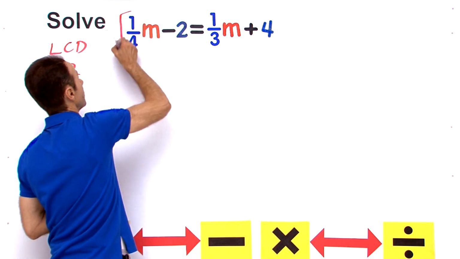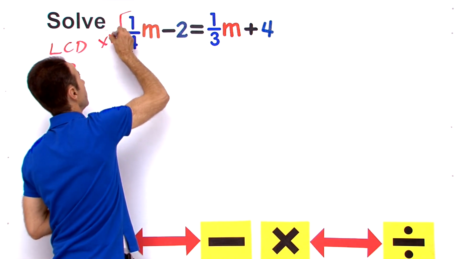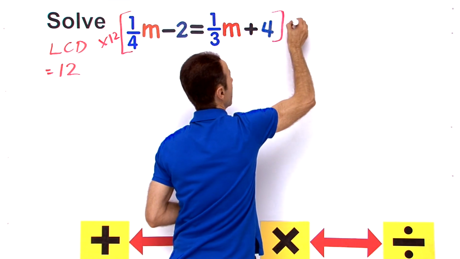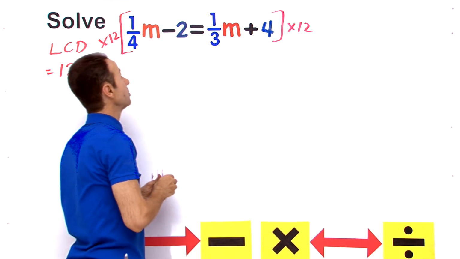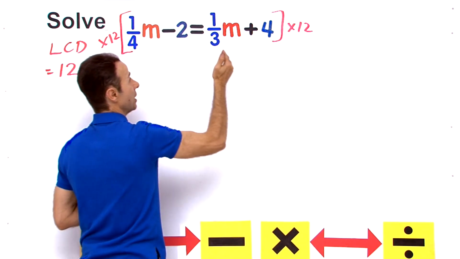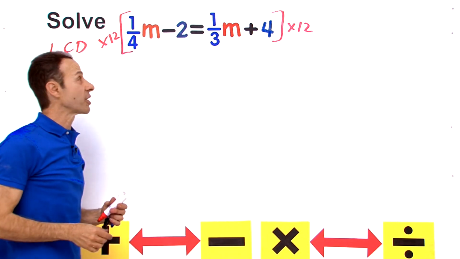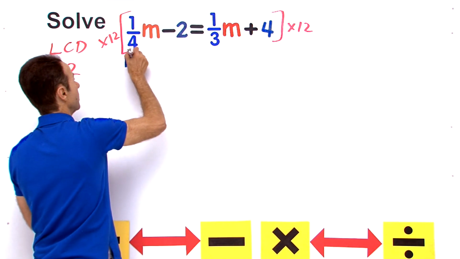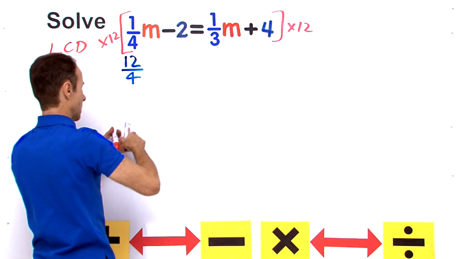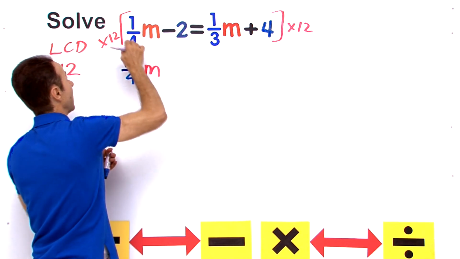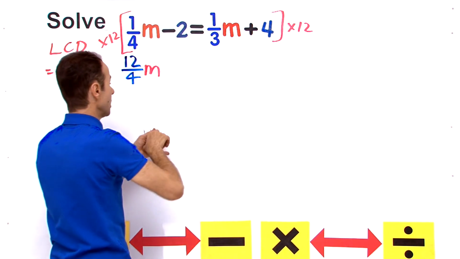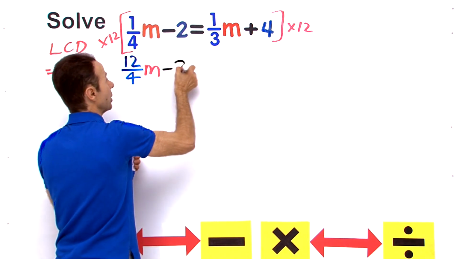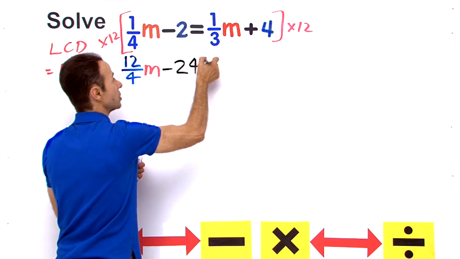So, times by 12, times by 12. Now the 12 will be multiplying to every single term in this equation. So let's go ahead and do that. 12 times 1/4 is going to be 12 over 4. Leave the m as it is. And 12 times -2 is going to be -24. Bring down the equal sign.